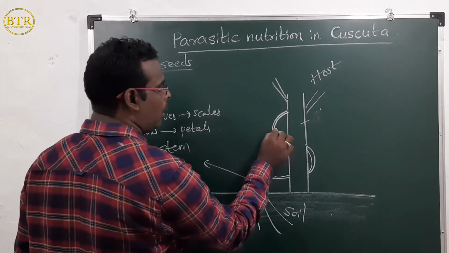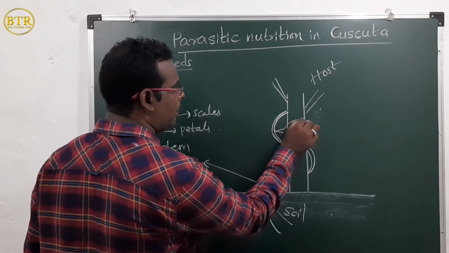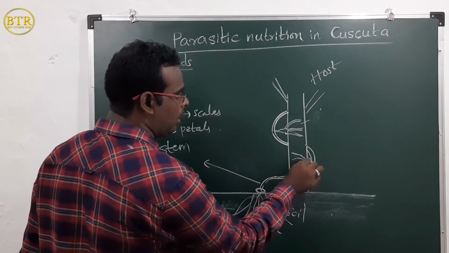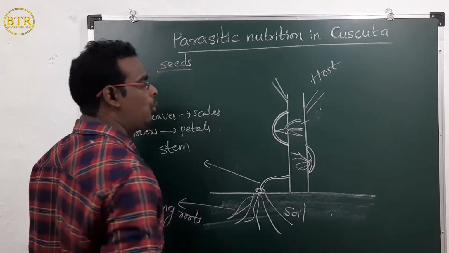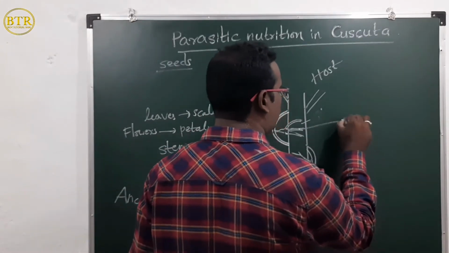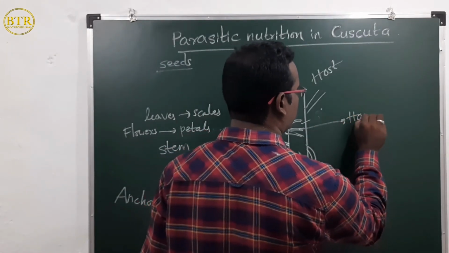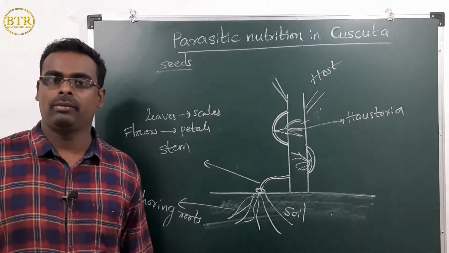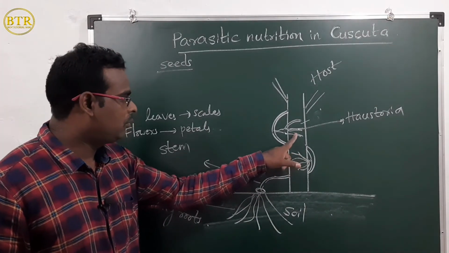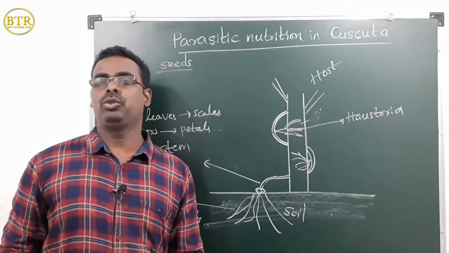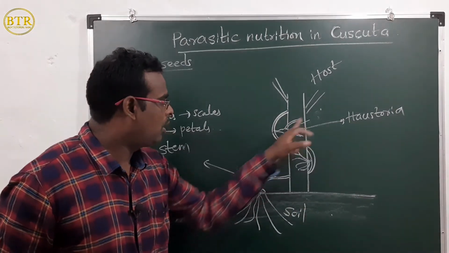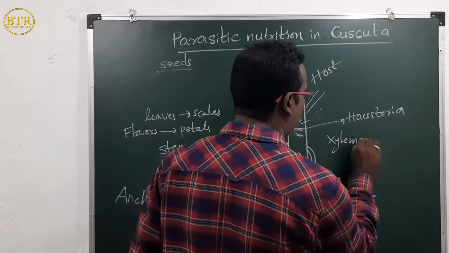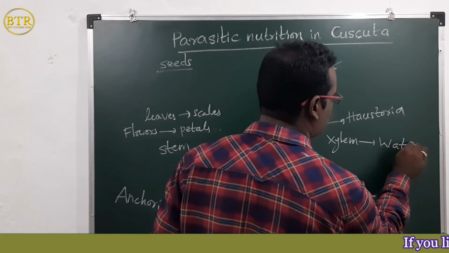Cuscuta will produce root-like structures and they enter into the host plant tissue. These are the root-like structures produced by the Cuscuta that are entering into the host tissue. These root-like structures are called haustoria. Haustoria penetrate into the tissue of the host plant. This haustoria penetrates into the xylem tissue of the host plant and absorbs water from the host.